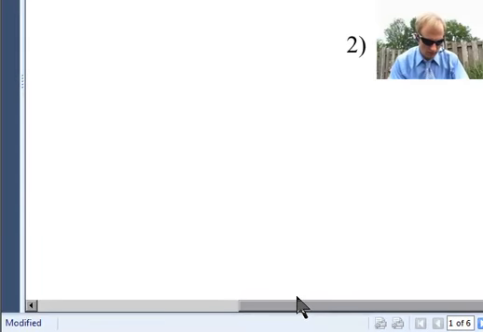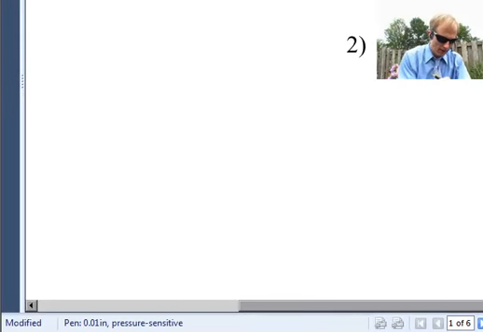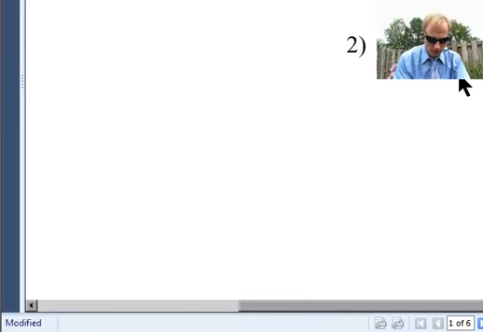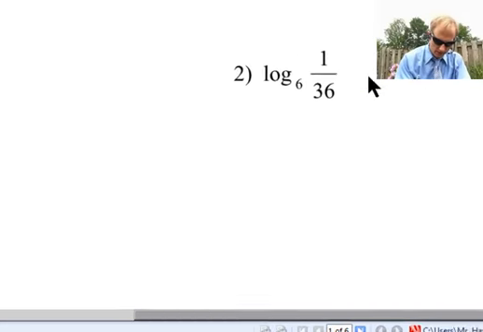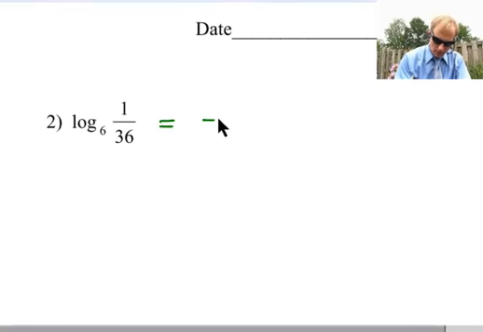Alright, next problem. We're asked to find the log of 1/36 base 6. Well, 6 to the negative 2 power is equal to 1/36. So that means the log of 1/36 base 6 is going to be negative 2.